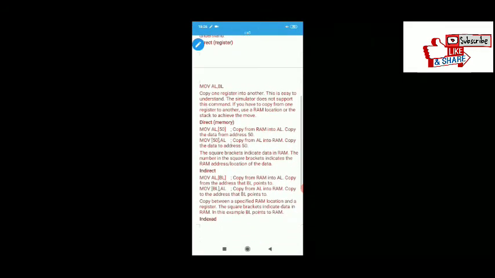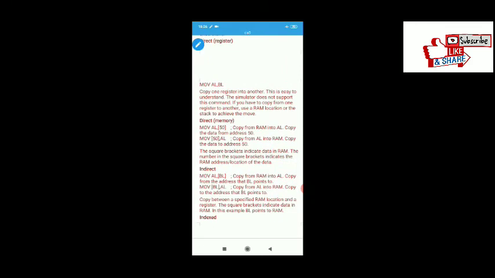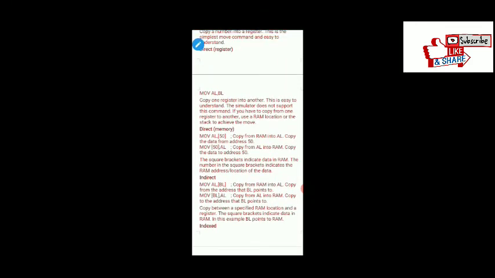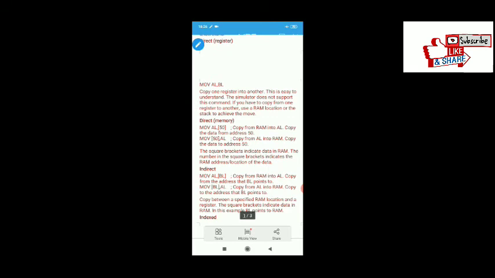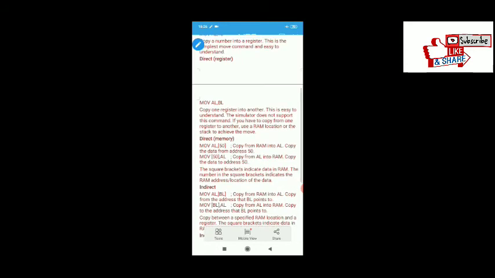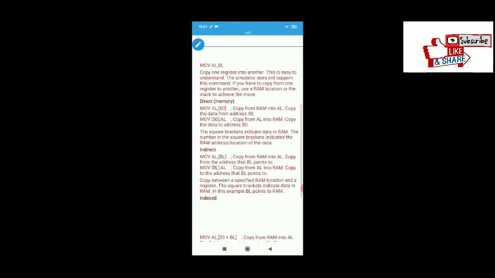Next one is the direct register. So MOV AL, BL. So here data is not defined immediately. Here data is defined directly. That means whatever the content of BL, that is moving to the AL register. That means one register's content is moving to another register, but directly, okay, within the register. That's why it is called direct register, not immediate.